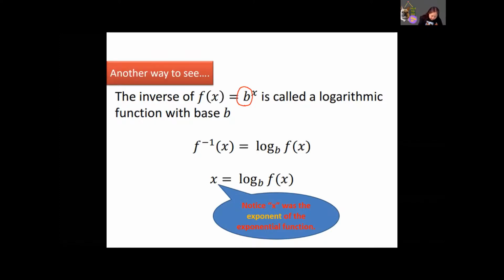Then you can see the inverse of the exponential function, which is the logarithmic function, also keeps the same base.